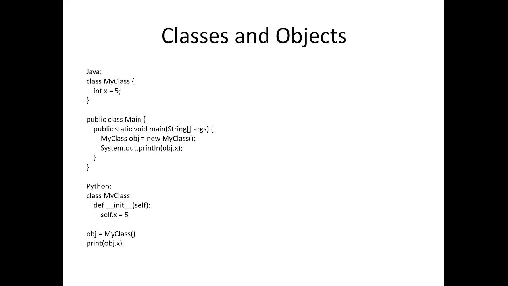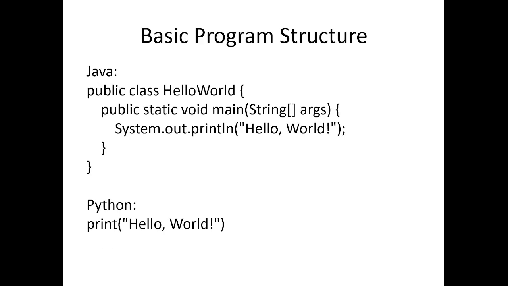Let's go into another topic now. I want to highlight a basic thing: how many lines of code we write in Java and how many in Python. If you want to just print hello world, we need to write almost 5 or 6 lines of code in Java. But in Python, only one line is enough.